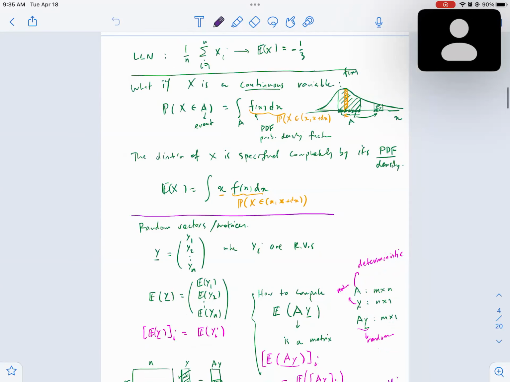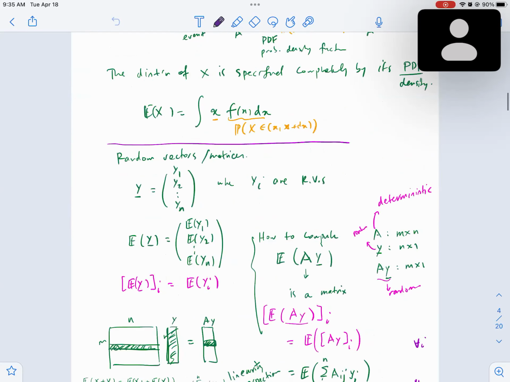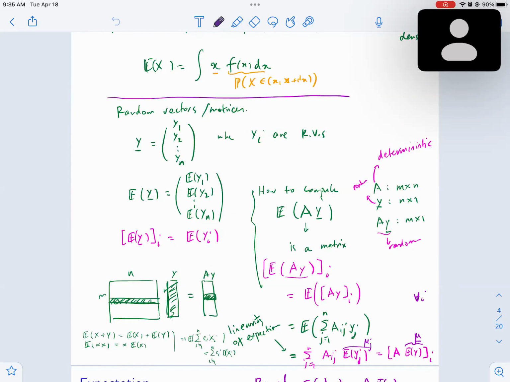We were talking about random variables and random vectors. We talked about the expectation of a random variable, and its connection to the law of large numbers. The expectation of a random vector: a random vector is just a collection of random variables compiled into a vector, and the expectation is just what we'd expect. You apply the expectation operator individually to each coordinate, and so you get a deterministic vector. Each coordinate, the i-th coordinate, is going to be the expectation of the i-th coordinate of Y.